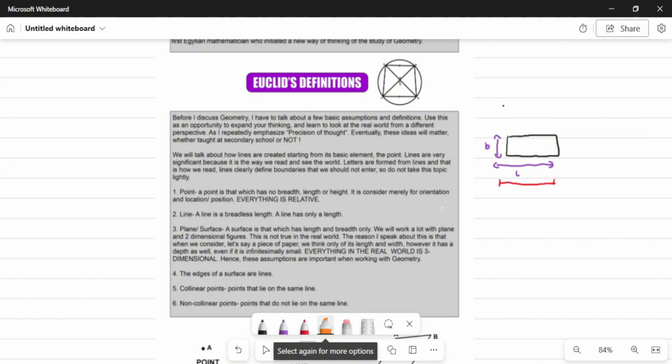It has no thickness. Collinear points are points that lie on the same line. So if I have a line here, and if I put a point here, and I put a point here, that line passes through both the points. So that's what we mean by collinear points. It lies on the same line. Non-collinear points are points that do not lie on the same line. So if I had a point here, this is non-collinear. So this point here and this point here are non-collinear. They do not lie on the same line. Understood?